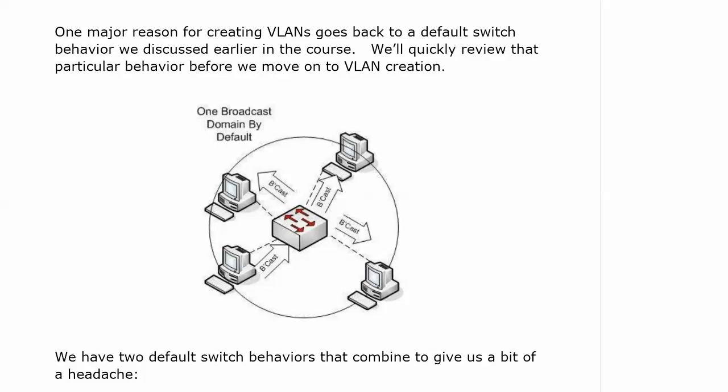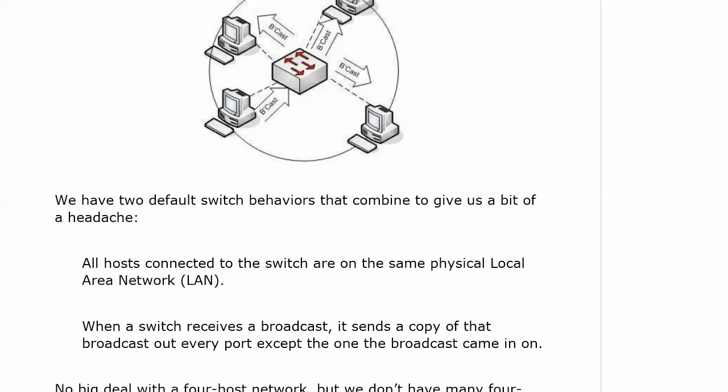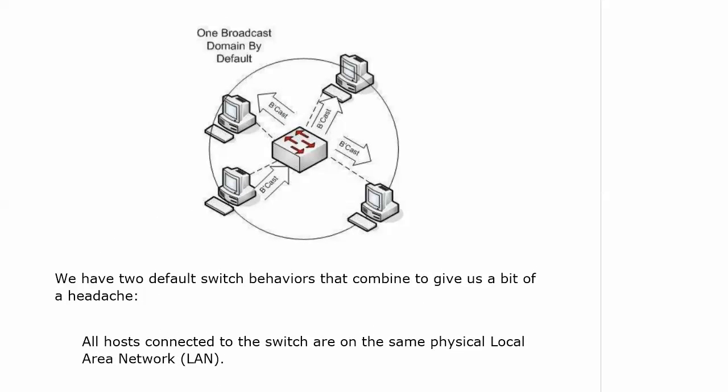First off, those two default switch behaviors that give us a headache. All hosts connected to the switch are on the same physical LAN. So, okay, that's fine. The problem is when a switch receives a broadcast, it sends a copy of that broadcast out every single port except the one the broadcast came in on. Now, as we mentioned earlier, with a 4-host network, that's not too much of a problem. The real difficulty is we don't have many 4-host networks today.